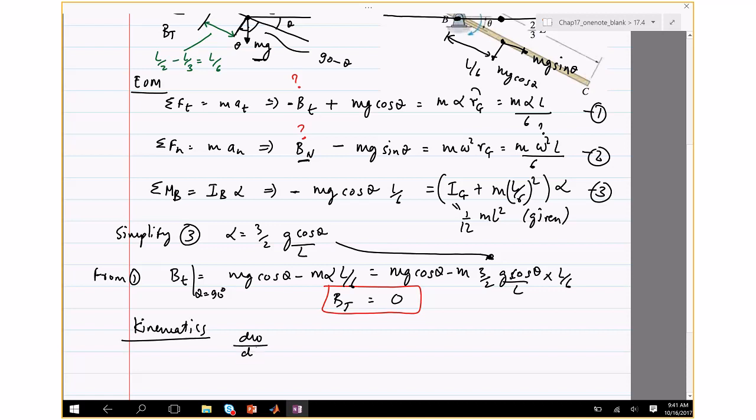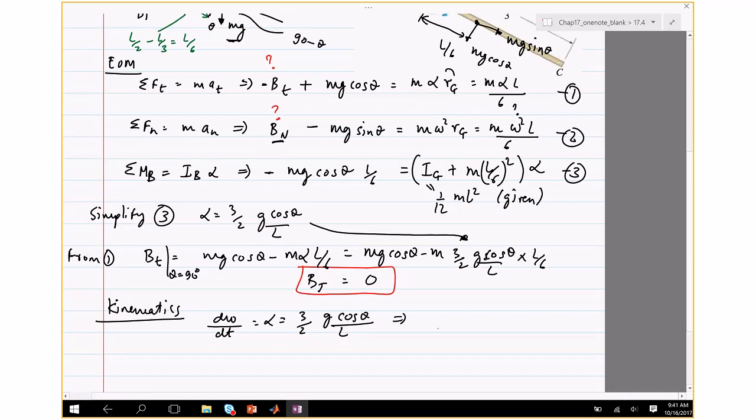d omega dt is alpha. Alpha is 3 divided by 2, g cosine theta divided by L. So how can I integrate this? How can I integrate d omega dt when on the right hand side I have theta? Okay, so what I have on the right side is a function of the position, right? When you have it as a function of position, what I recommend is not using d omega dt, but using the other formula, which is the equivalent of v dv ds, because what I have on the right hand side is a function of theta.